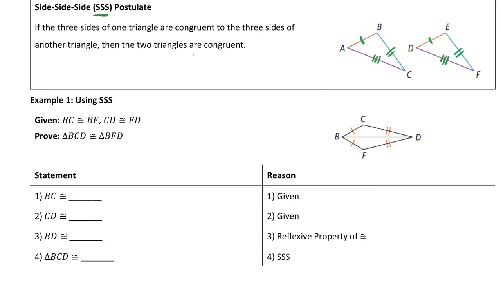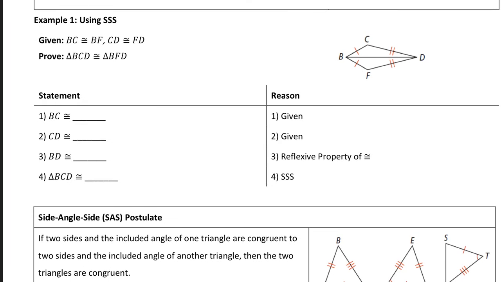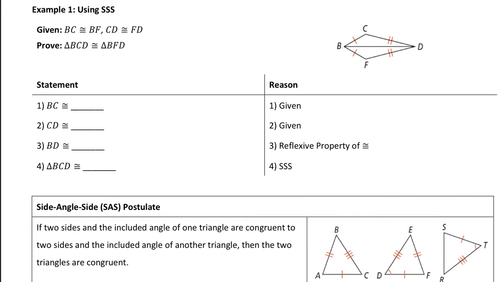In example 1, we're going to use a proof to talk about this SSS theorem. In this proof, we're given that BC is congruent to BF and CD is congruent to FD. So in the first two statements, I can say that BC is congruent to BF because it's given, and CD is congruent to FD because it's given. We need to prove that one more pair of sides is congruent. The side I'm going to focus on is BD, because we have two triangles here, a triangle on the top and a triangle on the bottom. They share this side BD.